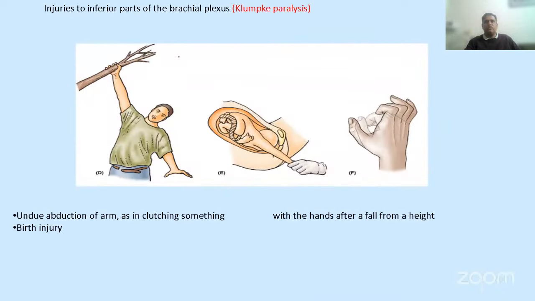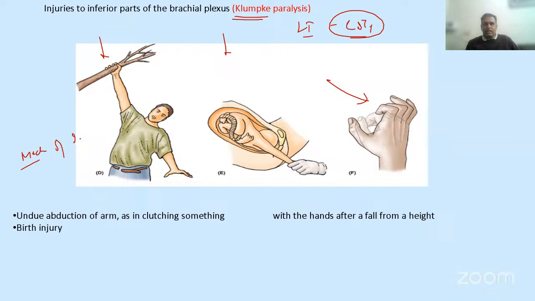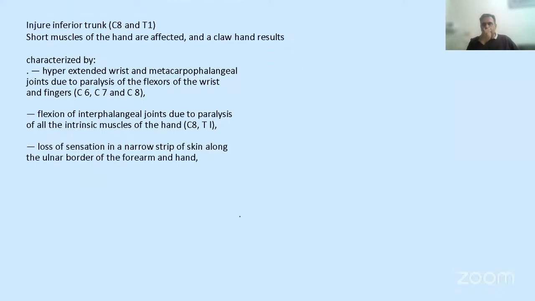Okay, let's move forward. These are the mechanisms of injury of Klumpke's palsy, lower trunk involvement, C8 and T1. We have discussed it previously. I'm not going to go into the details again. Having a clawing of the hand. What is the mechanism of injury? This is something that the patient or the patient's relatives are going to tell you in the OPD or the emergency. Someone was falling down and caught hold of a branch of a tree, or it was a breech delivery, something like that. So abduction of the arm, as in clutching something, or a birth injury. These things can lead to Klumpke's palsy.